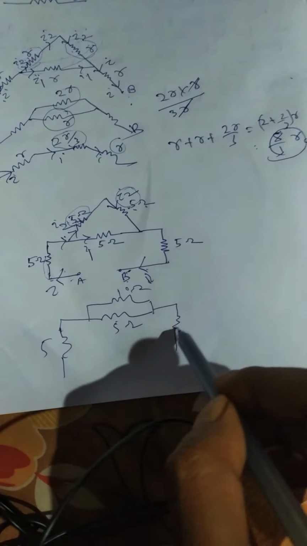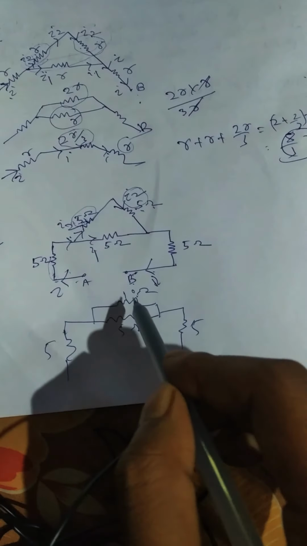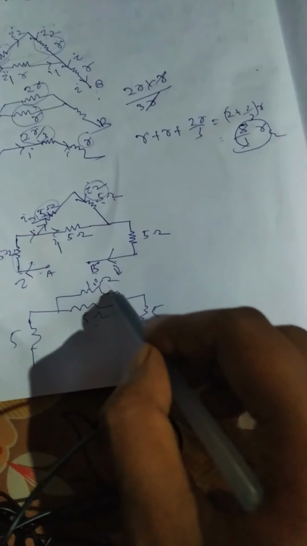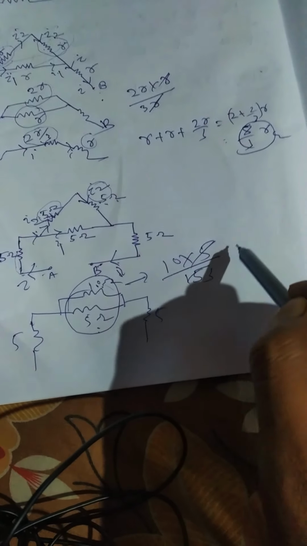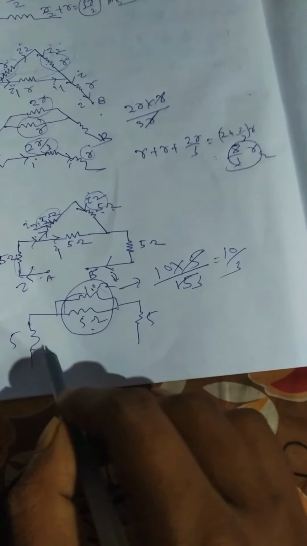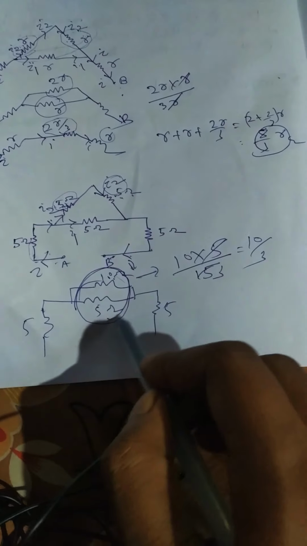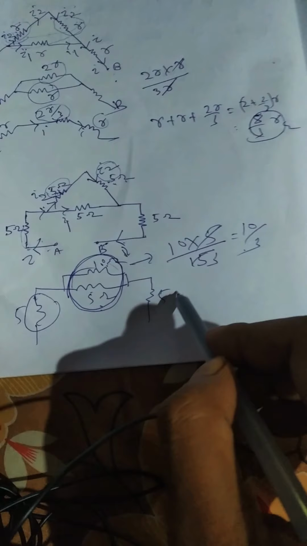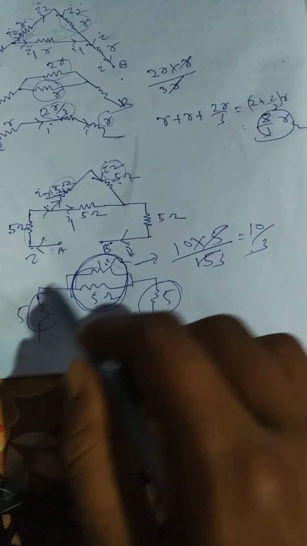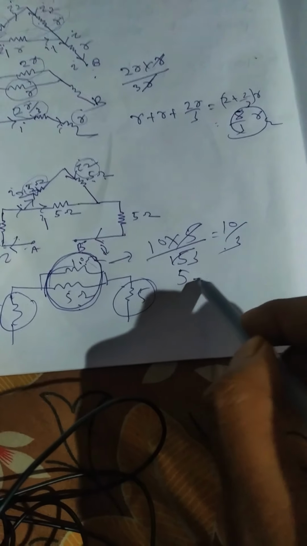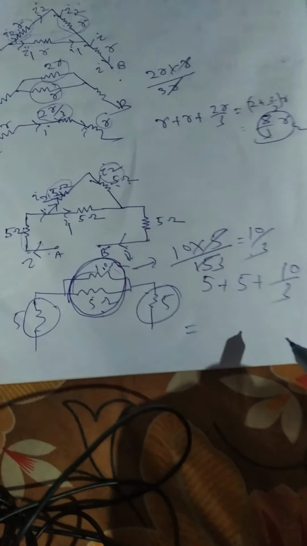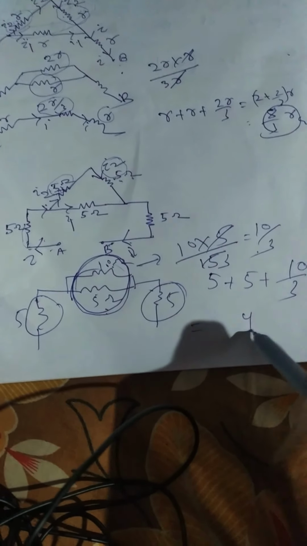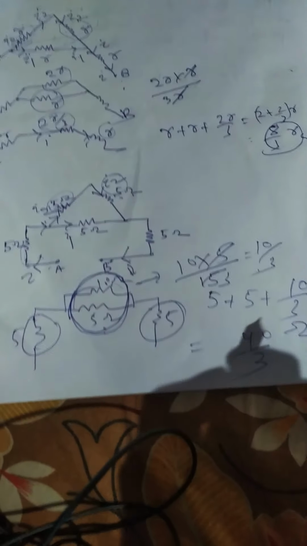This is 5. So this 10 and 5 are in parallel. Their equivalent resistance will be 10 into 5, R1 R2 by R1 plus R2, over 15, so 10 by 3. Now with this equivalent resistance of 10 by 3, this 5 and 5 are in series because the same current passes through all the resistors. So 5 plus 5 plus 10 by 3, 10 plus 10 by 3, gives 40 by 3 ohm.